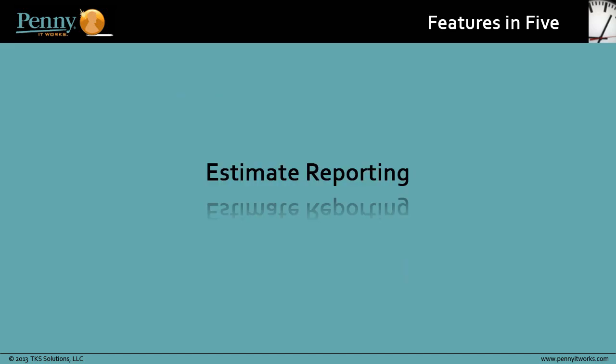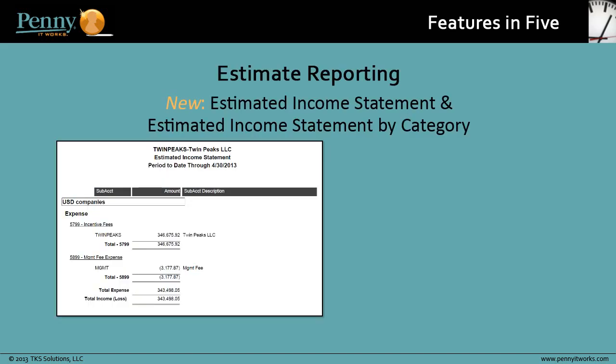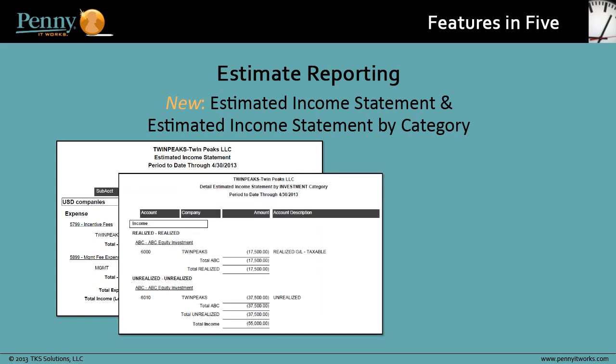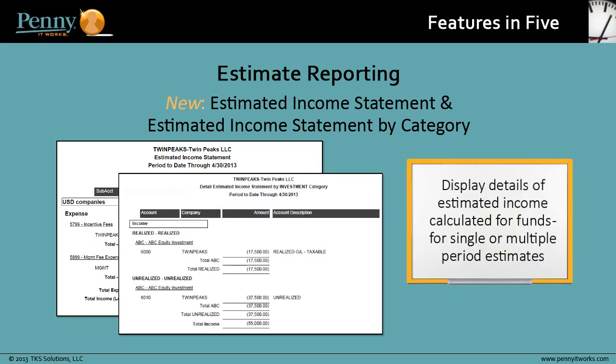This brings us to our last area of enhancements that I want to tell you about, estimate reporting. You now have a variety of ways to report estimated income. 2 new reports, the Estimated Income Statement and Estimated Income Statement by Category, display the details of the estimated income calculated for funds for either single or multiple period estimates.